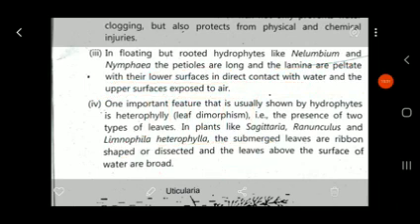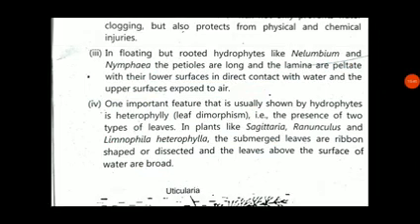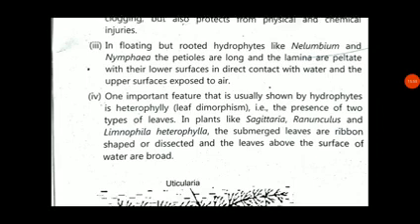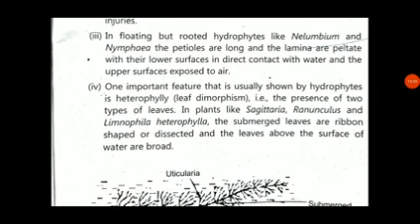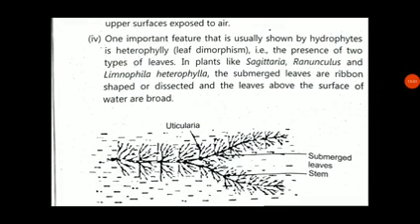One important feature usually shown by hydrophytes is heterophylly, or leaf dimorphism, that is, two types of leaves present. Hetero means different, phylly relates to the leaf. That is the presence of two types of leaves in plants like Sagittaria, Ranunculus and Limnophila heterophylla. The submerged leaves are ribbon shaped or dissected, and the leaves above the surface of the water are broad.